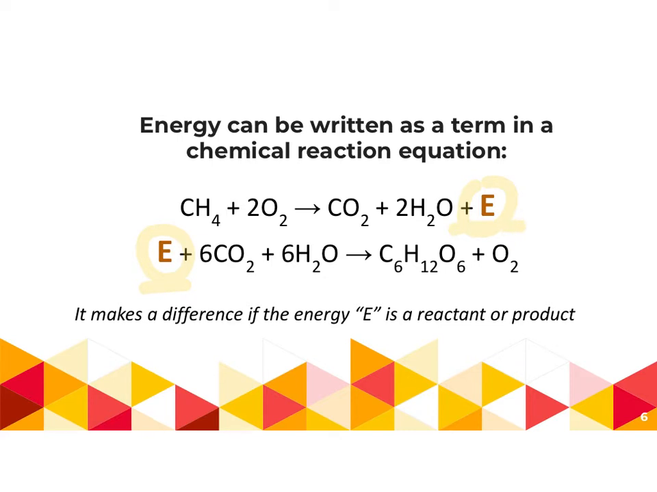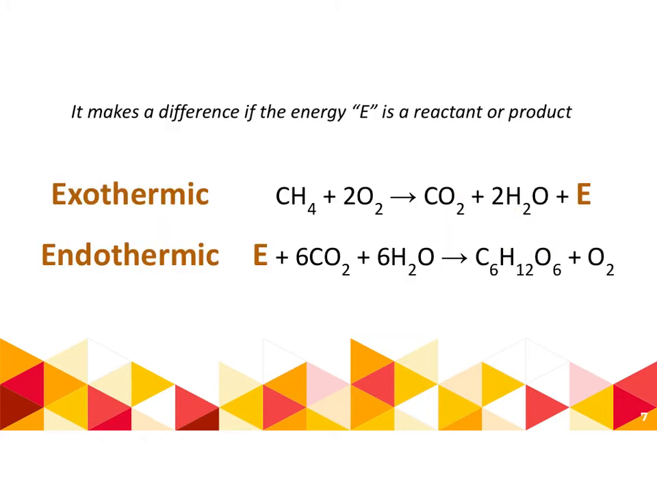Let's investigate. We call a reaction with energy that is a product exothermic, an exothermic reaction. That means energy is exiting our system. It is leaving. It's a product. In a reaction where our energy is a reactant, we call it an endothermic reaction. Energy enters. So let's keep using these terms endo and exothermic to kind of investigate what's going on.